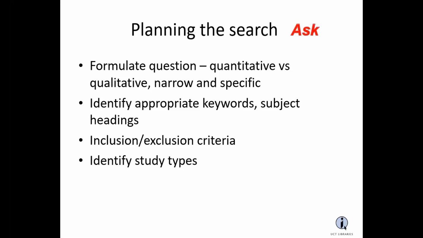The question for a systematic review needs to be, we find, as narrow and specific as possible. So not broad; you need to go as narrow as you can to answer a very specific question. You're looking at identifying appropriate keywords and subject headings. That's very important, and that's where we come in, and we're going to get into that a bit later. Looking at your inclusion and exclusion criteria: ages, date ranges, countries, etc. Identifying study types. Are you looking at RCTs? Are you looking at case studies? Are you looking at cohort studies? What specifically are you looking at?